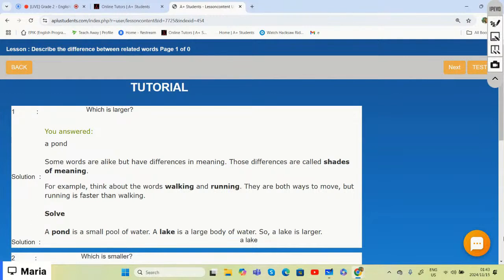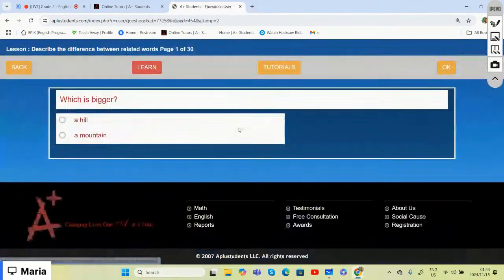All right. So now before we finish, let's quickly go to our test. We need to say which one is bigger. Is it a hill that is bigger or a mountain that is bigger? Which one is bigger? Is a hill bigger or a mountain bigger?